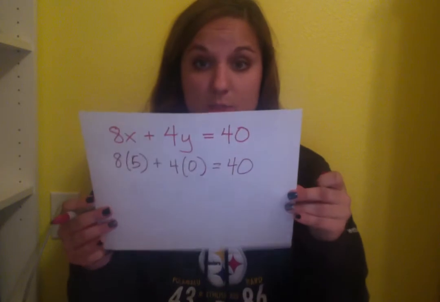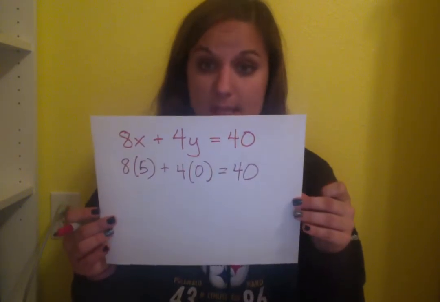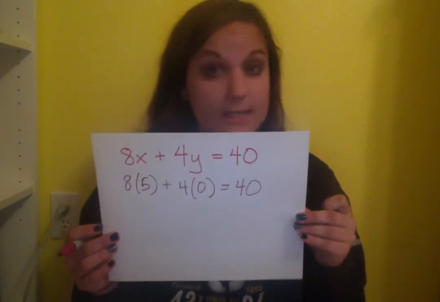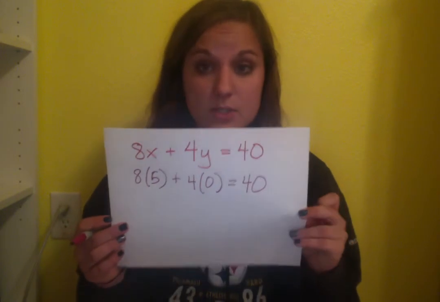So right now, everyone should go ahead and write 8 times 5 plus 4 times 0 equals 40. Once again, sorry that it's backwards, but your paper should look something like this. Now that we have this in, we can use our basic math skills to solve.